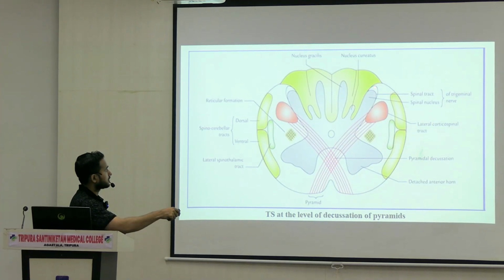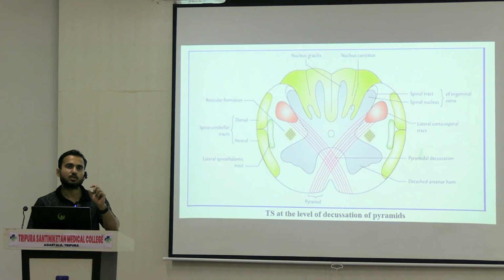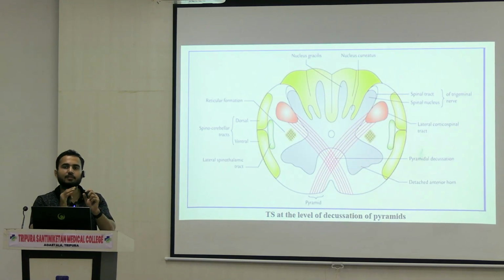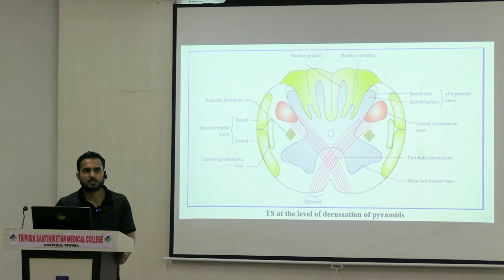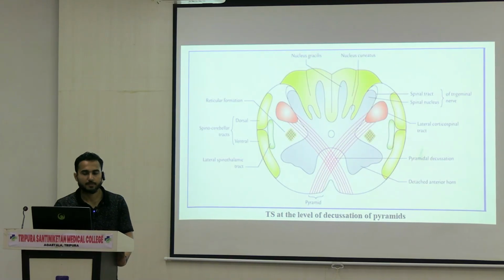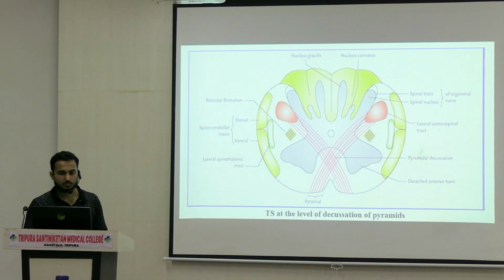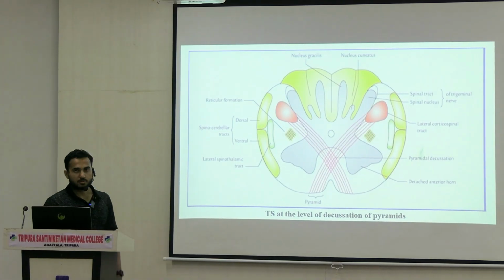Next, the spinal tract of the trigeminal nerve is also seen. Here you can see. Just above the spinal nucleus, the fibers are present in the form of a cap covering the spinal nucleus, and that is called the spinal tract of the trigeminal nerve. So these are the structures seen over here, specially in the gray matter.